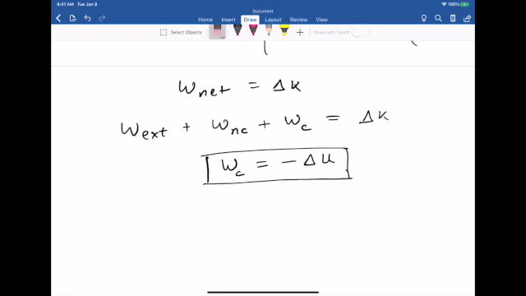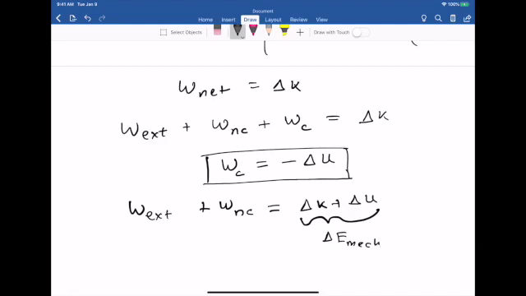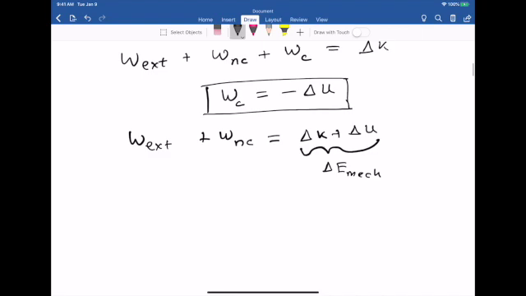And so then what you get is W external plus W non-conservative minus delta U is equal to delta K. And if I move the minus delta U to the other side, I get delta K plus delta U. And if you want, you can also write this as delta E mechanical, because you know that K plus U is equal to the mechanical energy. All right. So delta E mechanical is equal to the work done by external forces plus the work done by non-conservative forces.